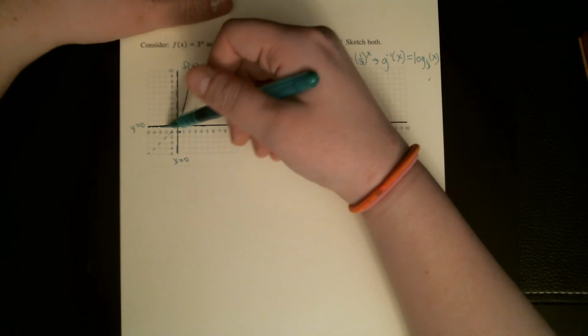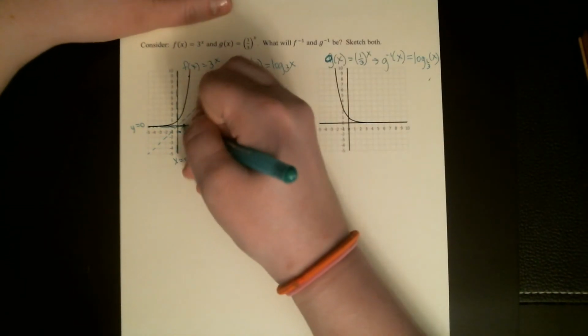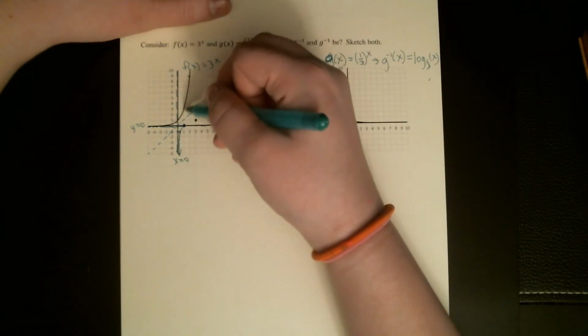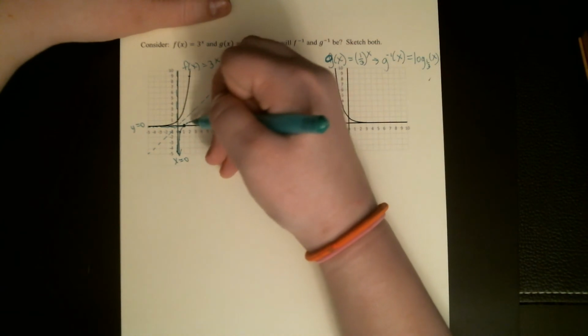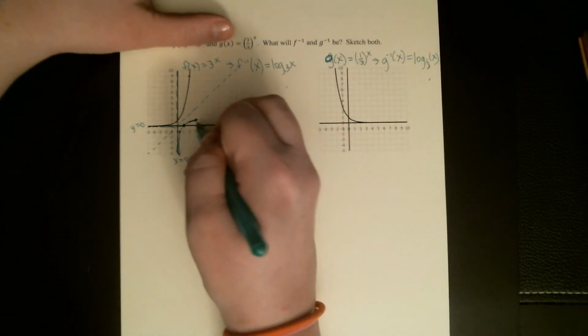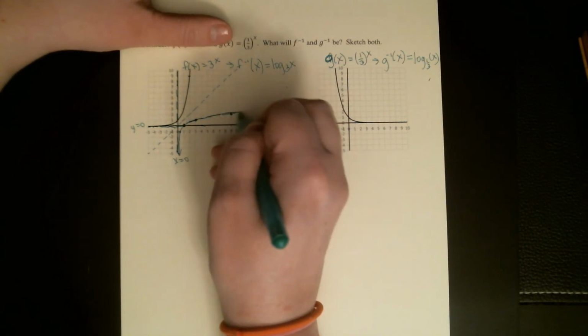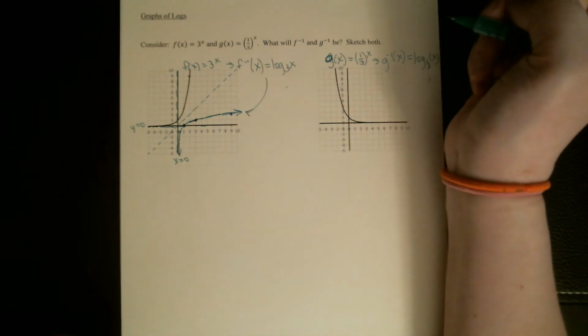Basically what happens is this little tail that was approaching the x-axis will become a little tail that's approaching the y-axis. And here, where f was getting very, very steep, f inverse is getting very, very flat. So it is increasing, but it's doing it very, very slowly. So this is what the log base 3 of x looks like.